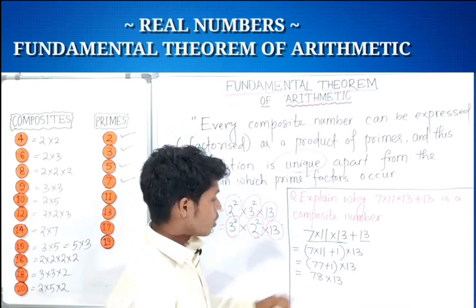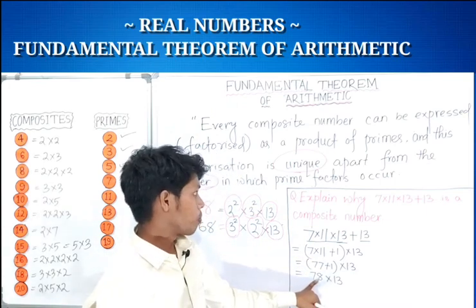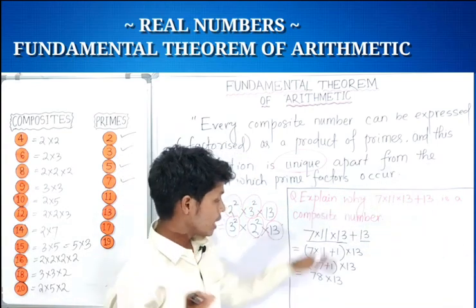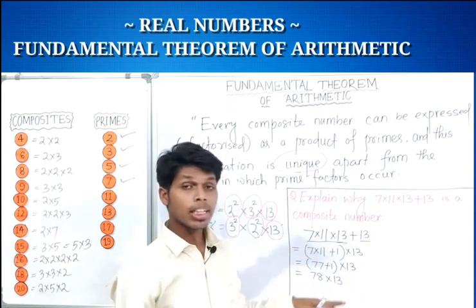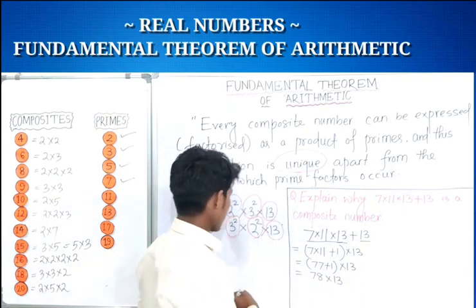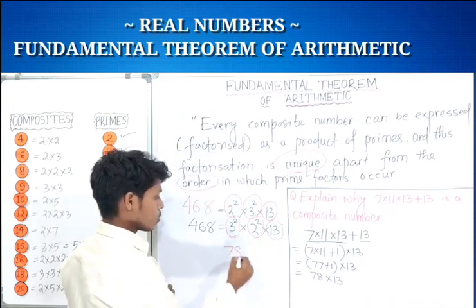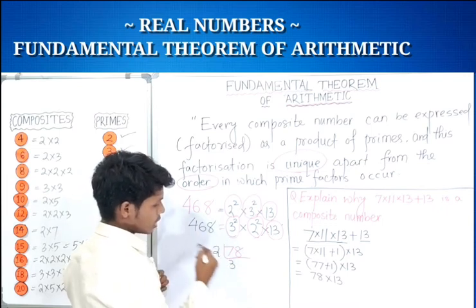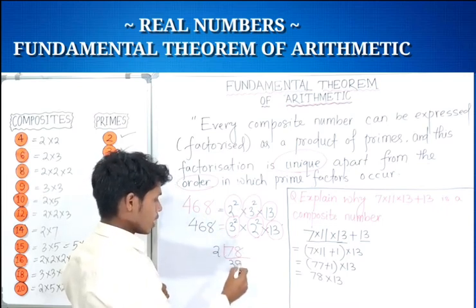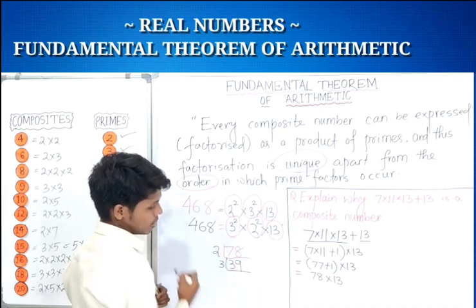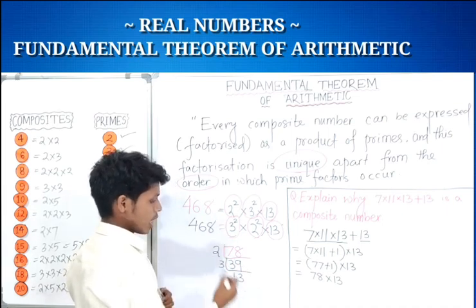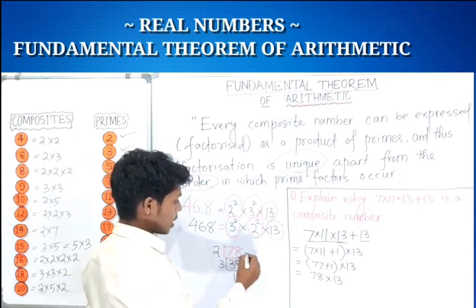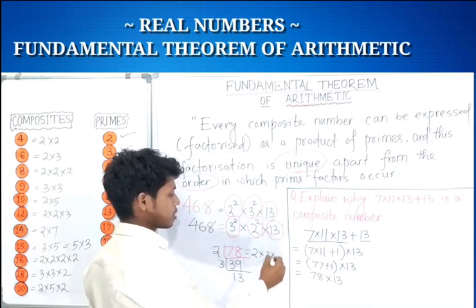But the problem here is that 78 is a composite number. To prove this is a composite number, we need each factor of the final result to be prime. So again, let's factorize 78 and see what we get. If we divide it by 2, we get 39. It is exactly divisible by 3: 3 ones are 3, 3 thirteens are 39. Now 13 is a prime number. So now we have 78 written as 2 times 3 times 13.